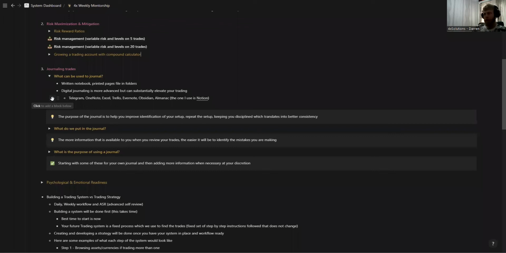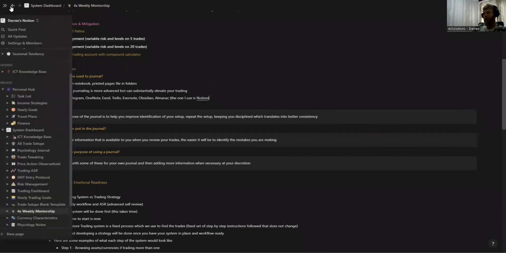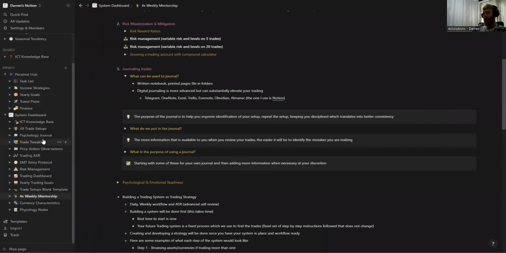I've listed some of the things here that some people use to journal electronically or digitally, what they use to trade. Now, the reason I use Notion is because it's sort of an everything in one app. So think of Word, Excel, OneNote, Trello, Evernote, Telegram. It's basically every app in one app, and that is why I use it. It's very flexible and versatile, and there's many ways you can use this information.